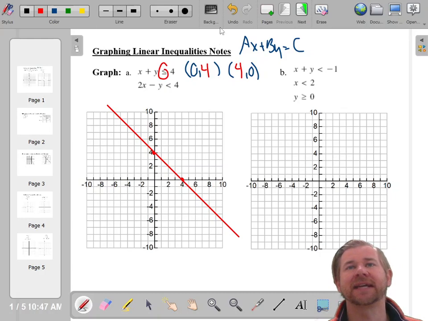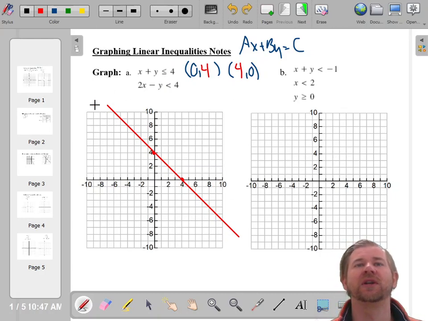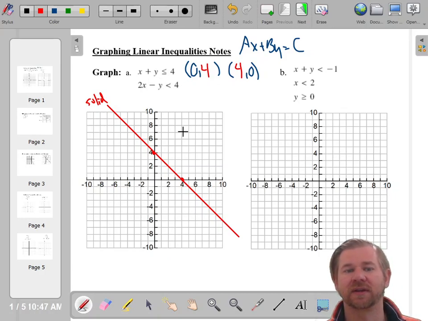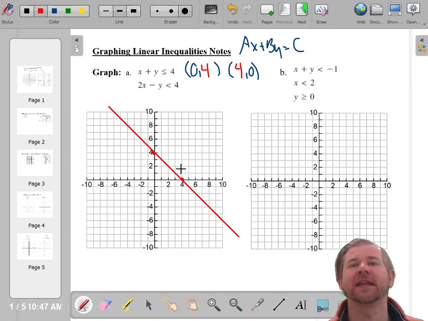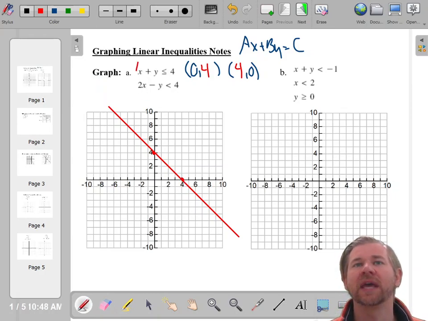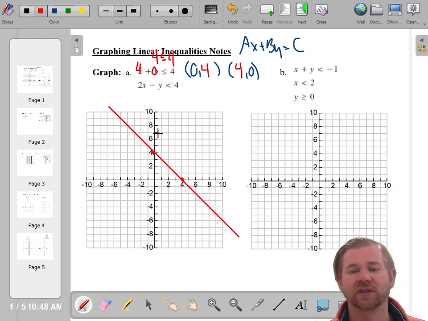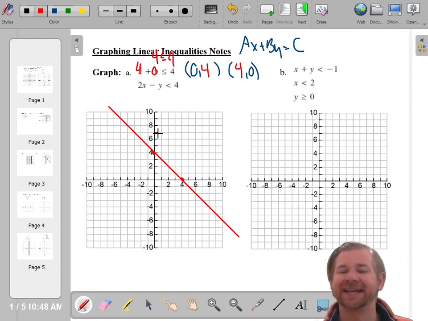Number one, it's a less than or equal to, so that means we are going to use a solid line. It's not a dashed line. This one will be dashed. I'll show you in a second. We're using a solid line, which means if you pick an ordered pair on that line, like if you pick 4, you will get 4 plus 0, and 4 is less than or equal to 4. So it works. It's the boundary, and it is inclusive.